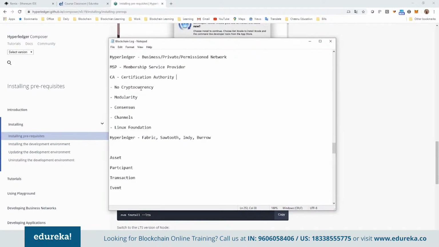One of the key differentiators from Ethereum and Bitcoin is that there is no cryptocurrency in Hyperledger. So there is no concept of cryptocurrency. There is no transaction fee, no gas, no ether, nothing of that sort in Hyperledger. Even if you want to create one, it is not easy to incorporate cryptocurrency.